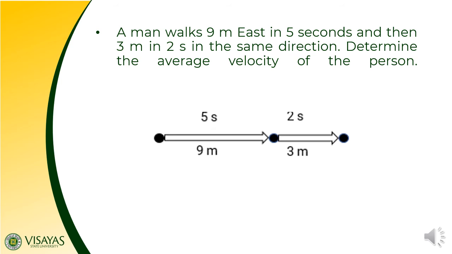So we have here the figure for us to visualize the situation. As we can see, from this initial point up to this secondary point, the distance traveled is 9 meters and it takes 5 seconds. From this secondary point naman to this tertiary point, the distance is 3 meters and it took him 2 seconds to travel this distance. So now we'll be finding the average velocity, and let's take a look at the solution for this problem.